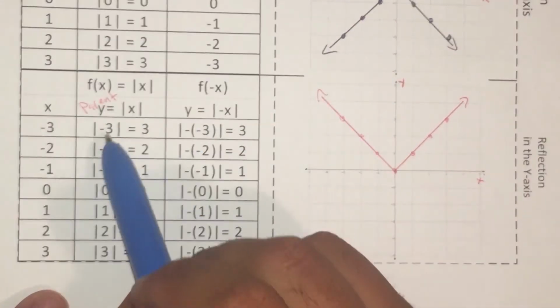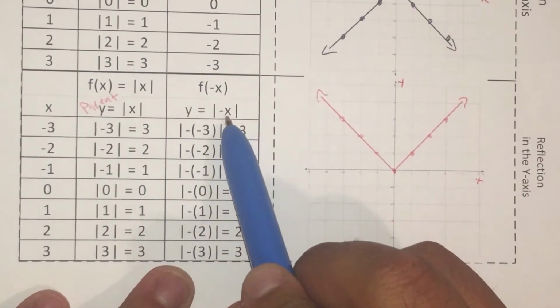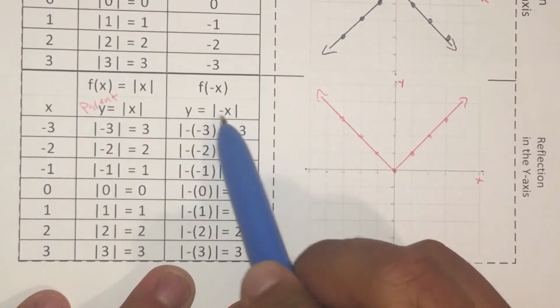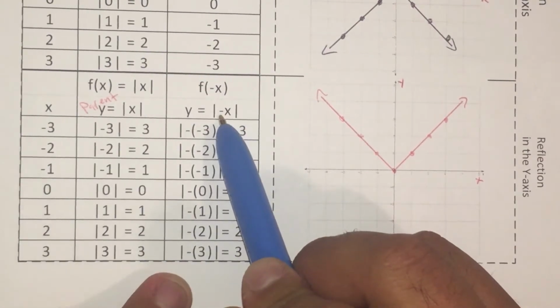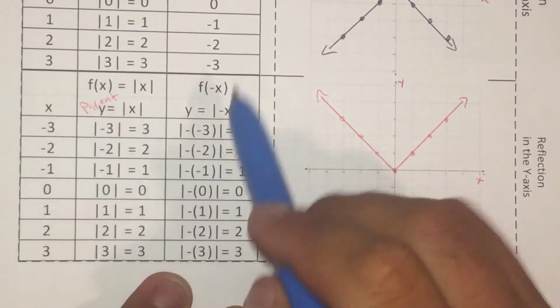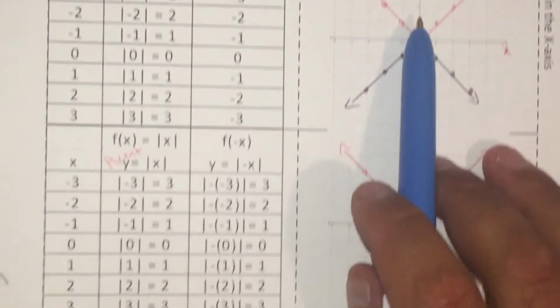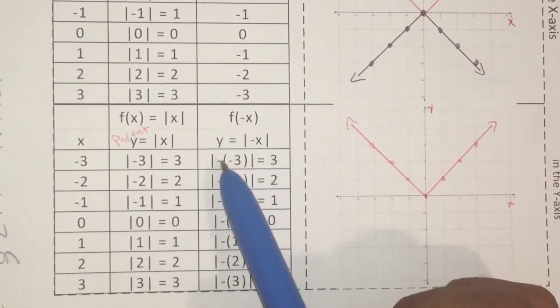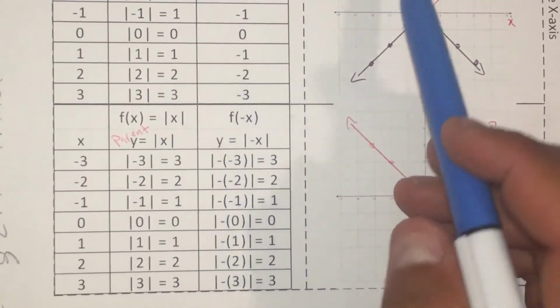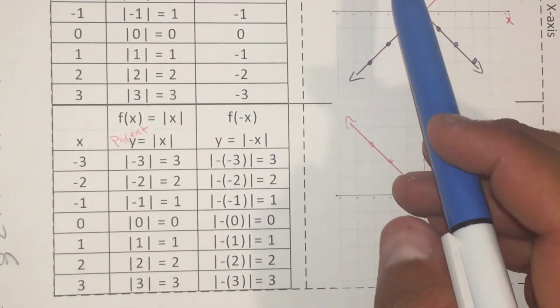So if you notice here, the negative is inside the absolute value. So we're not going to do it like we did before, where we multiplied after by a -1. We're actually going to do it inside our graph. So it looks like this here. So we're going to go ahead and get started with it.